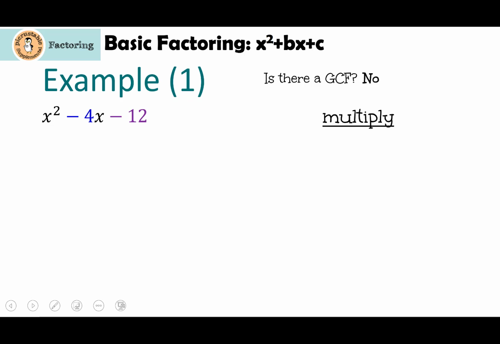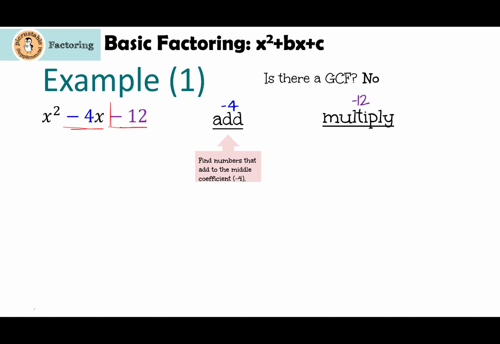Our next step is kind of a mystery, kind of a puzzle, but it's really cool. We need to figure out what multiplies to negative 12, this number, that also adds to negative 4, this number. So once again, we're finding numbers that add to the middle coefficient, which is negative 4, that also multiply to the constant negative 12. Well, let's think about this for a couple minutes.